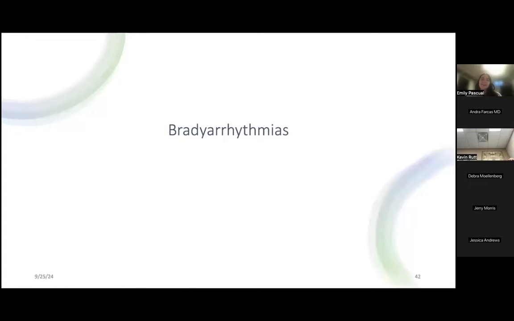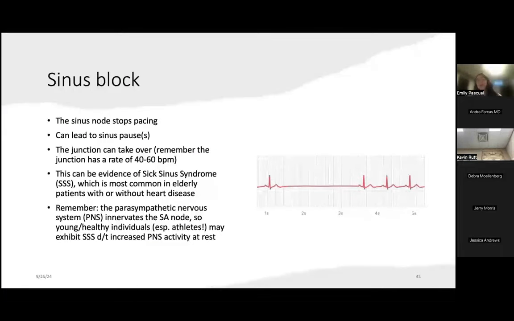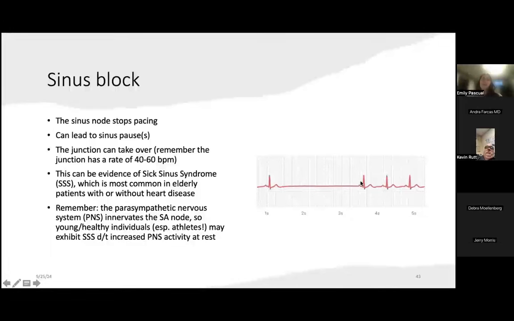Okay, so now talking about arrhythmias. Bradyarrhythmias obviously are slower heart rates. Sinus block means that essentially the sinus node stops. This causes sinus pauses. Again, remember that the junction can take over. So sometimes you'll see a sinus beat and then a pause, and instead of another sinus beat like this strip, you may actually see a junctional beat. And that'll look different because you won't see a P wave.